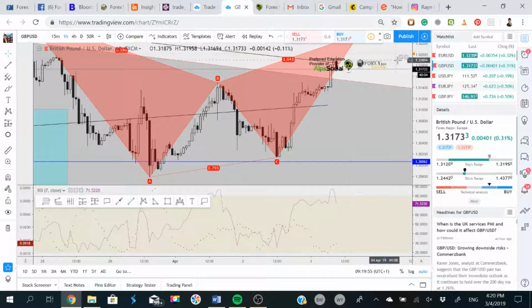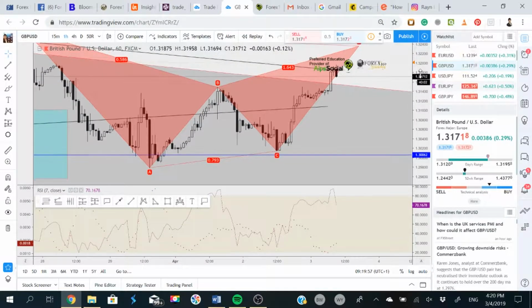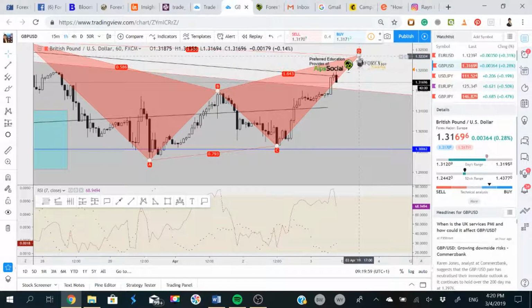Alright, so a potential trading opportunity, looking for a shorting opportunity on the 1-hour chart on this setup at 1.3234. Alright, so that is for pound dollar.